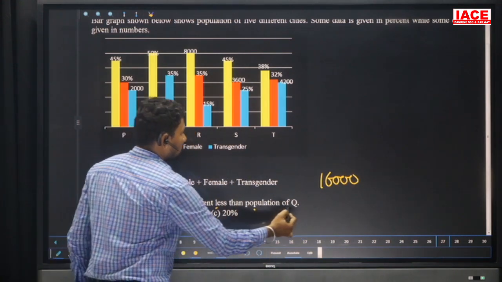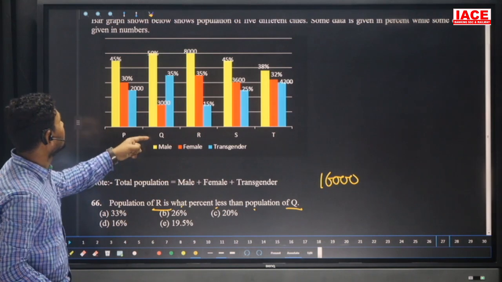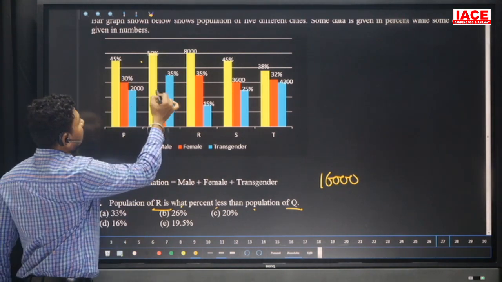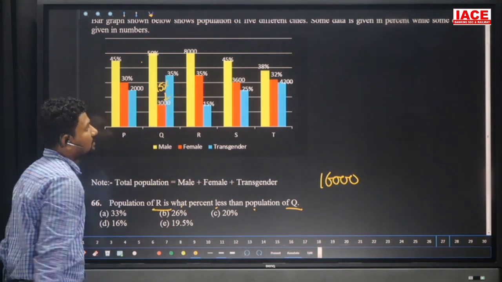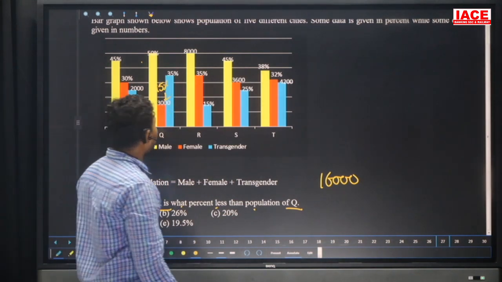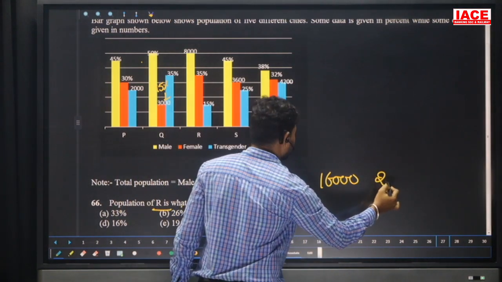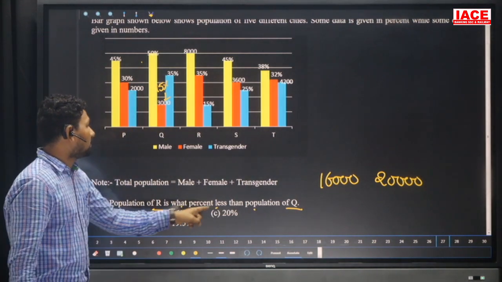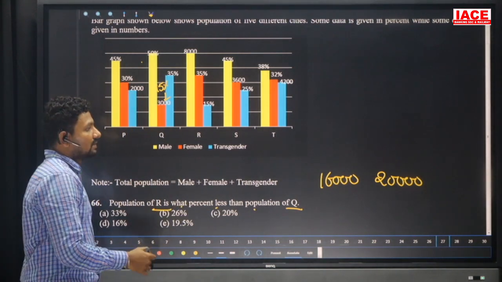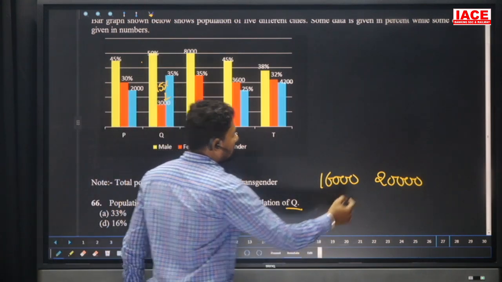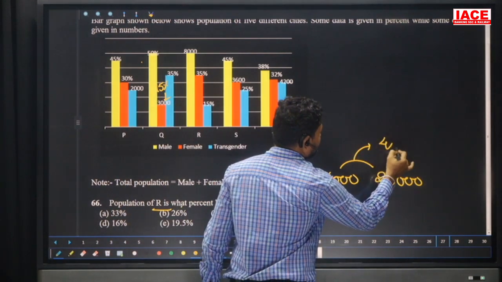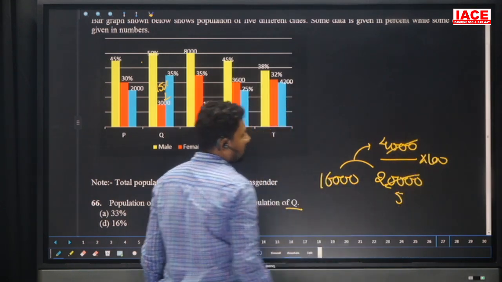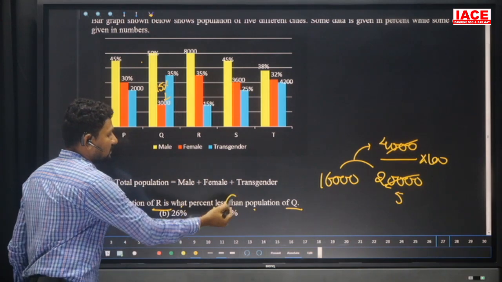Next, the population of Q is also required. In Q, 50% and 35%, the remaining is 15%. 15% is equal to 30,000, so 100% is required. 100% is equal to 20,000. Then 16,000 is what percentage less? The difference is 4,000, which is less than the 20,000. So 4,000 by 20,000 is 1 by 5, which is 20% less. Our option is C.